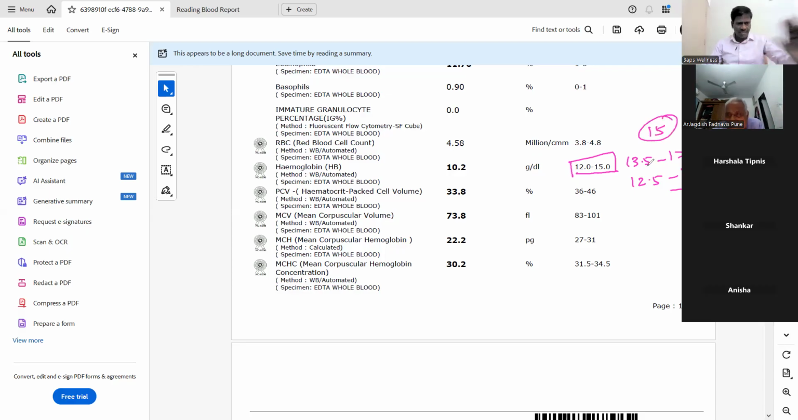How this 15 is there? That we have seen how all these reports, that's calculated. Packed cell volume normally we said around 45.